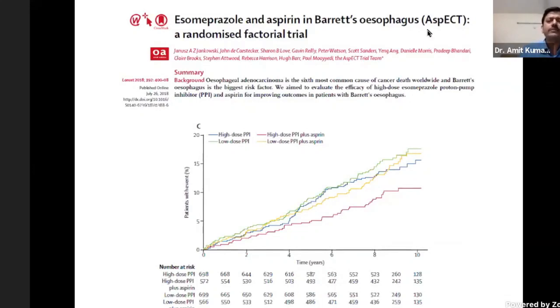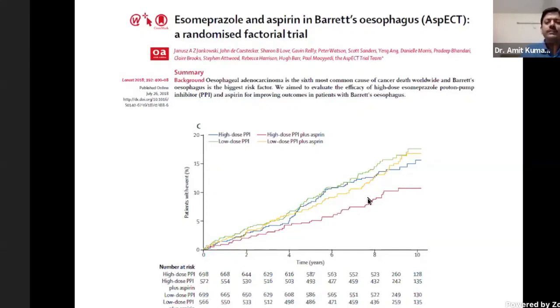So this was basically a randomized trial which had 4 arms. These are patients with Barrett's esophagus who did not have dysplasia. One group got low dose PPI, one group got high dose PPI, one group had low dose PPI with aspirin, and one group got high dose PPI with aspirin. And the endpoint was combined mortality, high grade dysplasia, or adenocarcinoma. All three together were the endpoint.